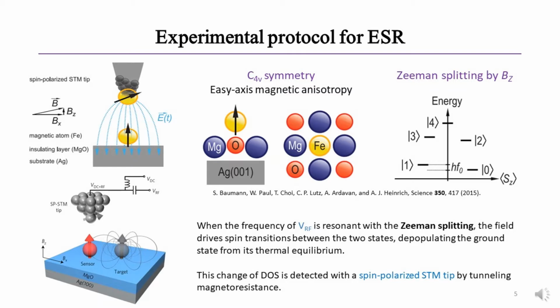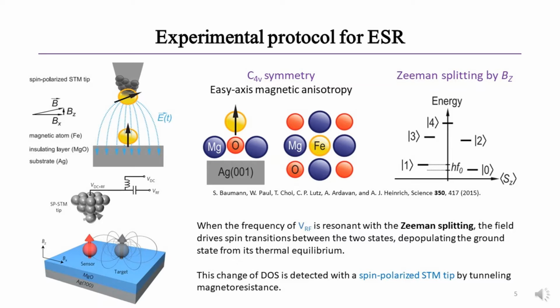Now let's figure out more details about the experimental protocol for the electron spin resonance, ESR, experiment. From the picture, we can see there is a spin-polarized STM tip over an individual atom. A gigahertz frequency voltage, VRF, is applied between the tip and the sample, in addition to the DC bias voltage, VDC. The RF voltage creates a time-dependent electric field between the tip and the sample.